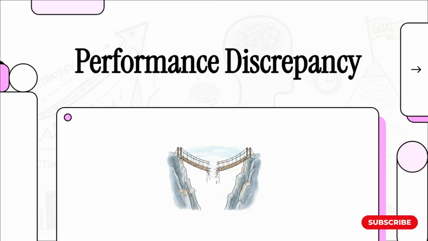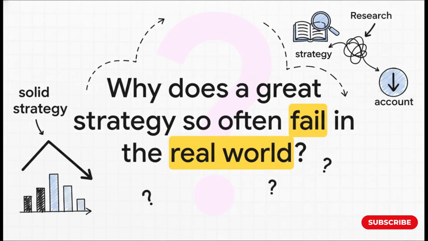Welcome to The Explainer. Today, we're getting into something that, let's be honest, drives pretty much every trader crazy at some point. That frustrating gap between having a great strategy on paper and the actual results you see in your account. So let's just start with the question you've probably asked yourself a million times. You've put in the hours, you've done the backtesting, you've built a solid plan. It should be working. But when you look at your P&L, the results just aren't there. Why? What is going on?